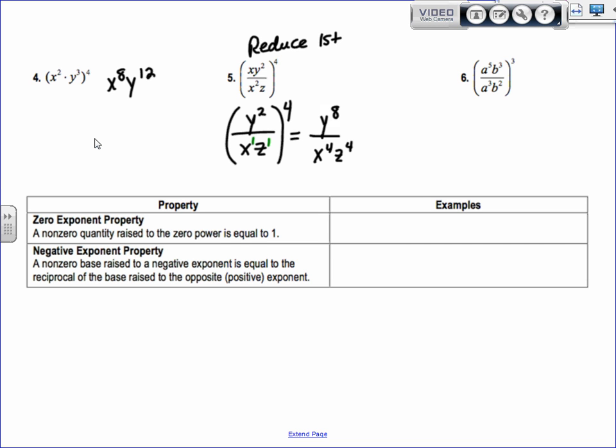All right, so number 6, let's try to reduce first and then raise to the 3. So I'm going to have a squared on top, and I'm going to have a b on top. Nothing's left on the bottom, right? It's kind of like there's a 1 on the bottom. Raise to the 3, so I get a to the 6th, b to the 3rd, and that's your answer.